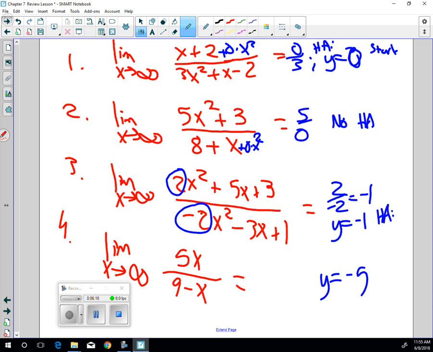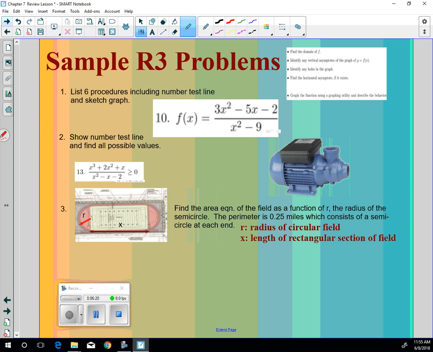And if you go to these 3, I'm going to let you try those. Leave these up to you to figure out, and you can use your calculator too if you need to. But 1 and 2 are great examples. 3 is one of my absolute favorites. Find the area equation of the field using the radius of the semicircle.